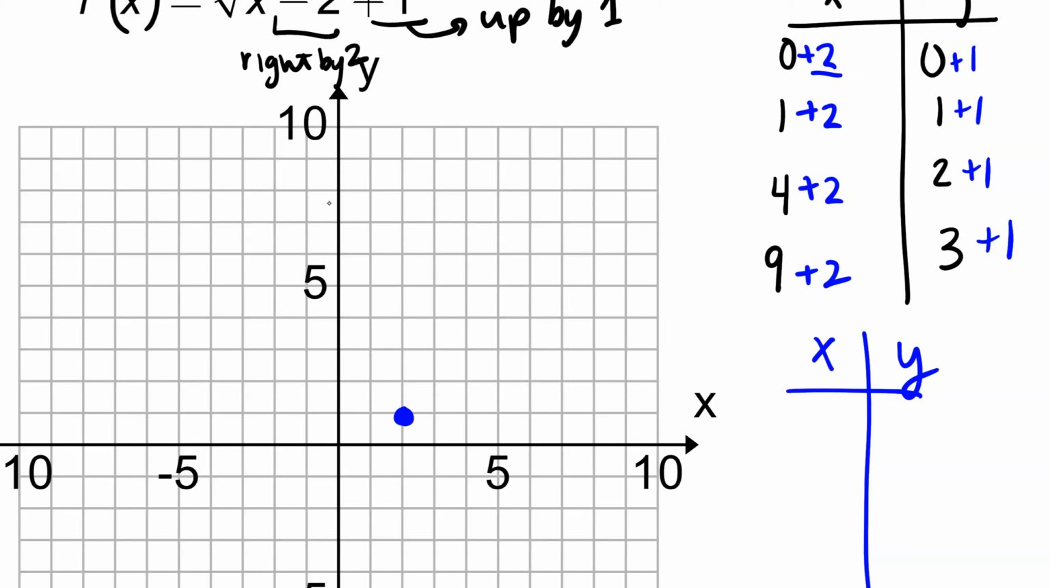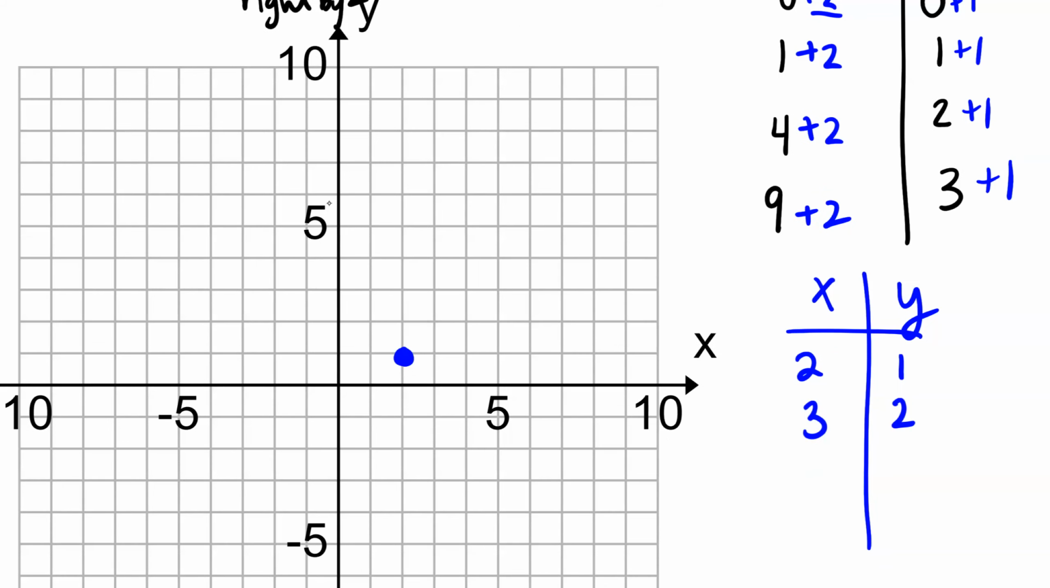So if I add 2 to 0, I get 2. 0 plus 1 is 1. And you just go through and do the addition, and I have my new points. Now, after you're done, compare it to the graph that we started with up above, the original parent function, just square root of x. You'll notice that we took the whole thing over by 2 and up by 1, and it's the same graph. We just shifted it over.